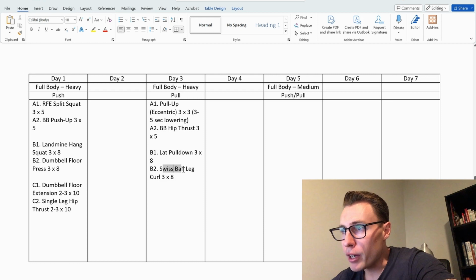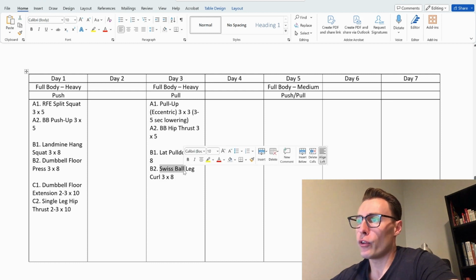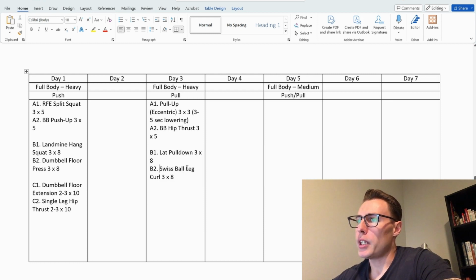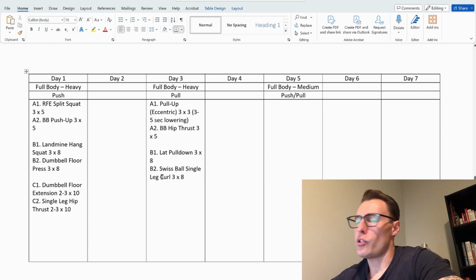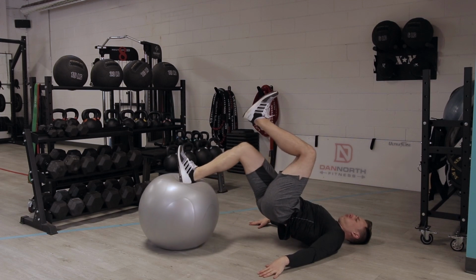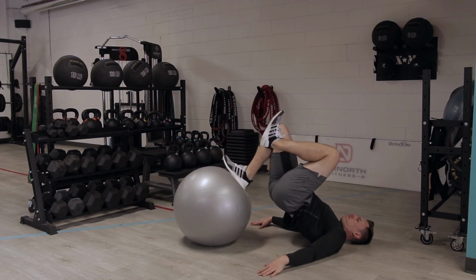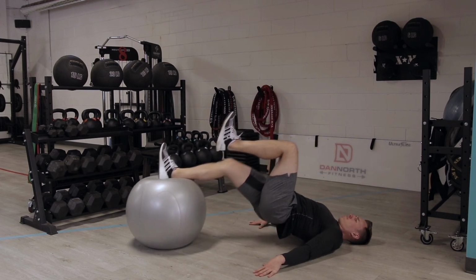If this leg curl variation is too easy for your client, we would simply switch it to a Swiss ball single leg curl. So basically having only one foot on the Swiss ball and then curling the ball in and out just creates so much more tension on the hamstrings as you're doing that.